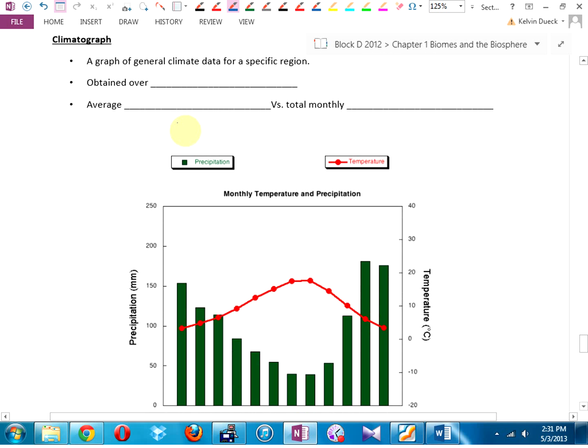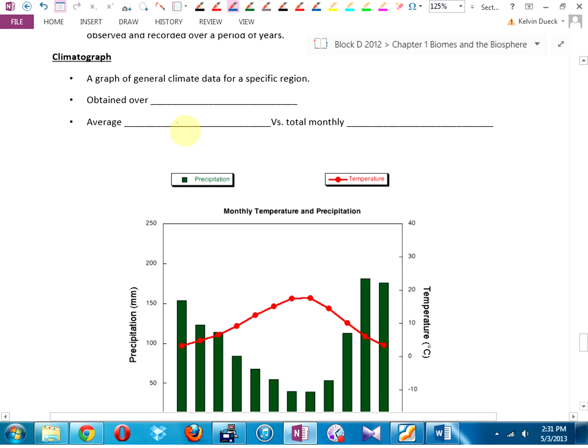One way is with a picture, with what's called a climatograph. This is a graph of general climate data for a specific region. It's the average over 30 years. So it takes 30 years worth and it averages that into one average year. What does it measure? Hey, look at the graph. See if you can figure out.